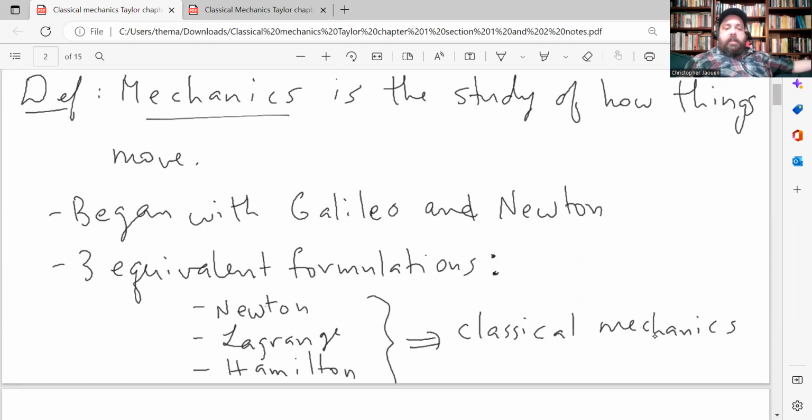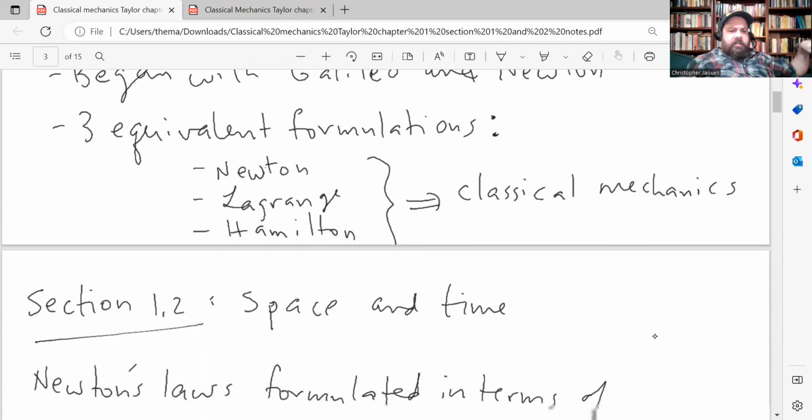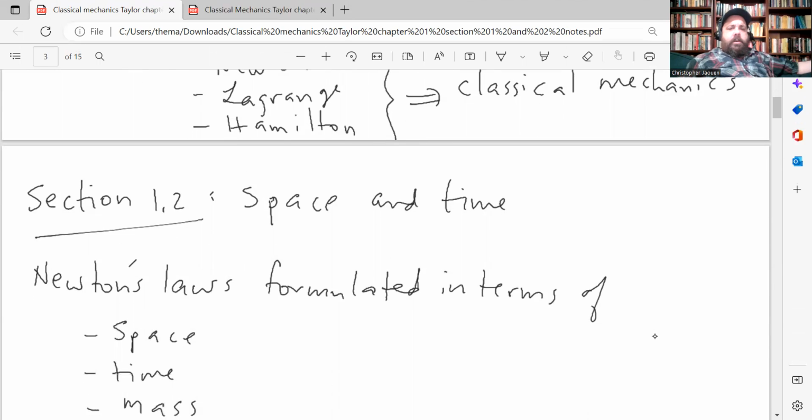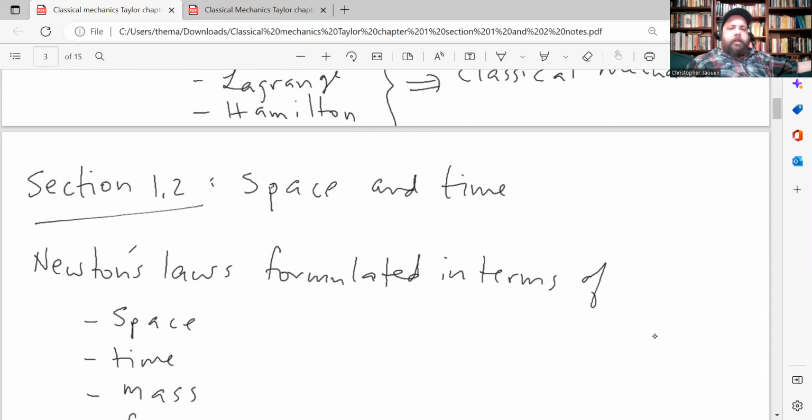Those are the three that we'll be looking at in Taylor's book, and these three formulations of mechanics are what we mean by classical mechanics, right? So no relativity, although there is a chapter in this book on, I think, special relativity. I don't think he does general relativity in this because you need a lot more math for that. Okay, so that's basically section 1.1. Like I said, a very short introduction to what the subject is.